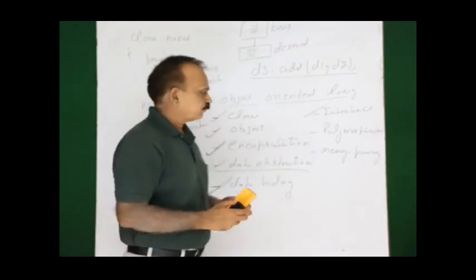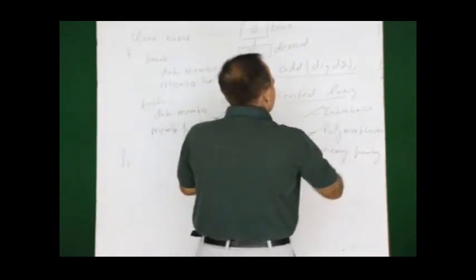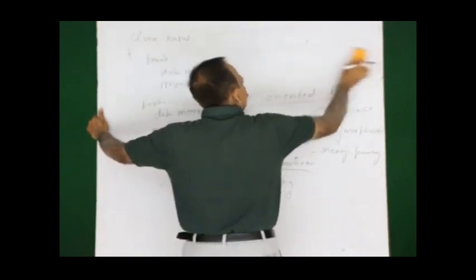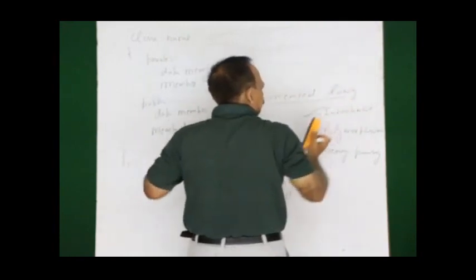The next one is polymorphism. What basically is polymorphism? Polymorphism is the object taking more than one form. One object taking more than one form.